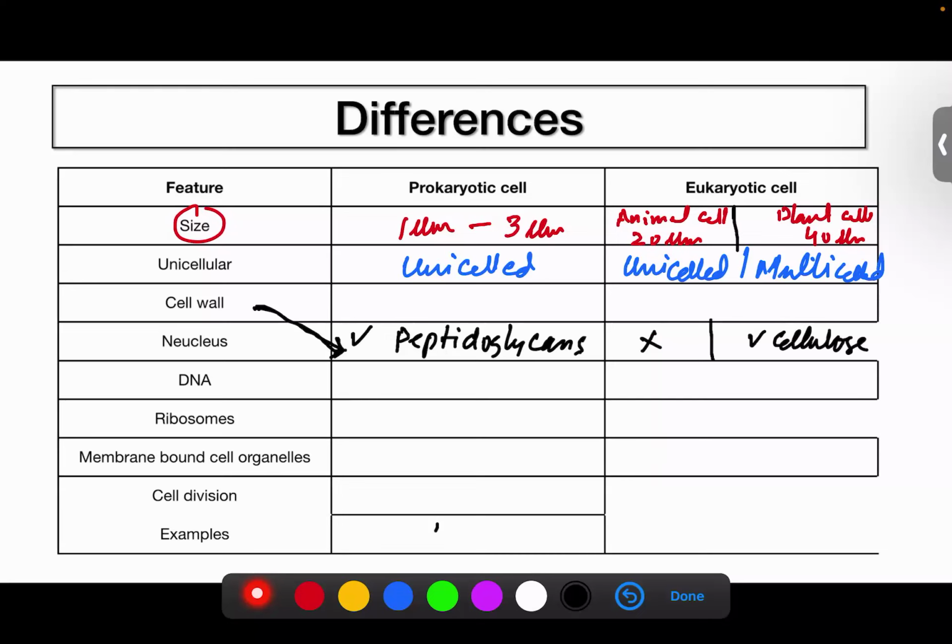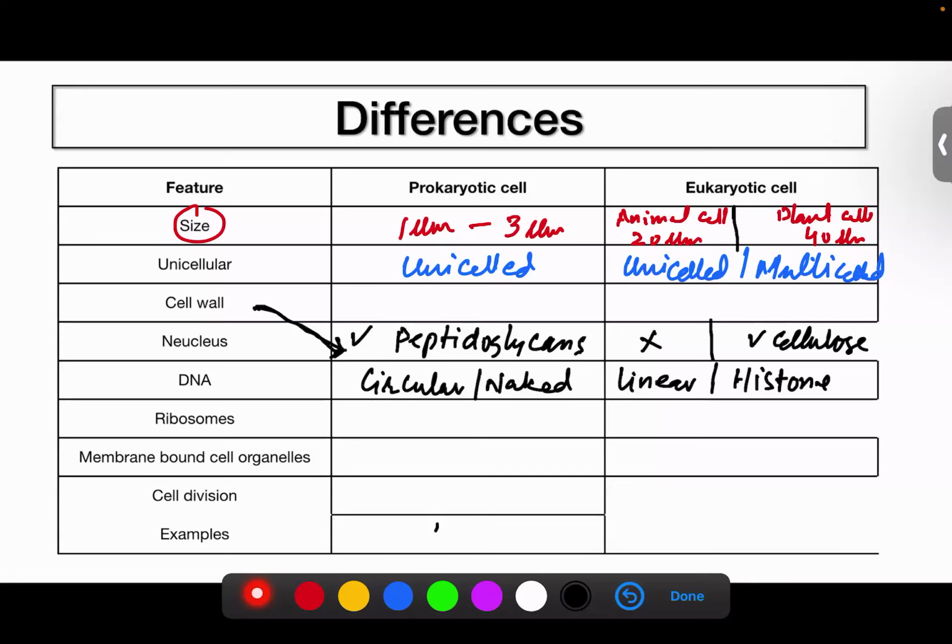DNA. Prokaryotic cells have circular and naked DNA, whereas eukaryotic cells have linear DNA, and it is associated with histone proteins. So it is not a naked DNA.